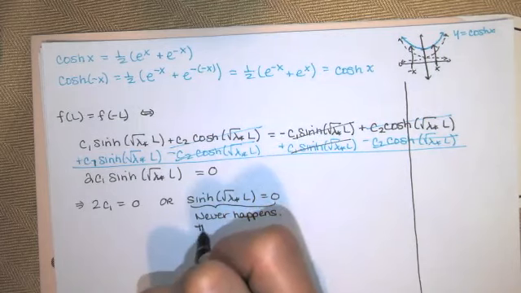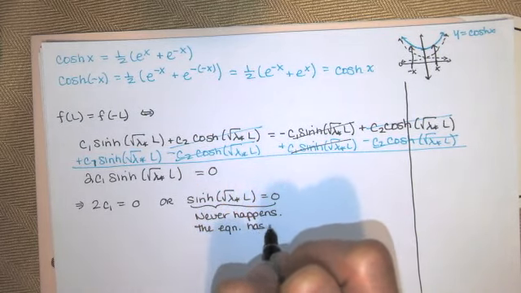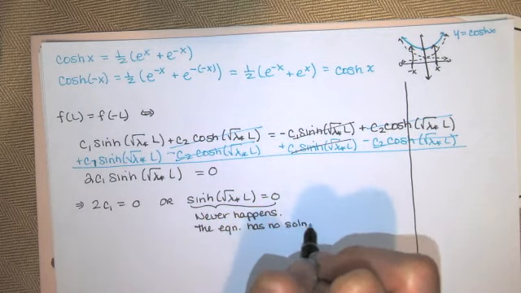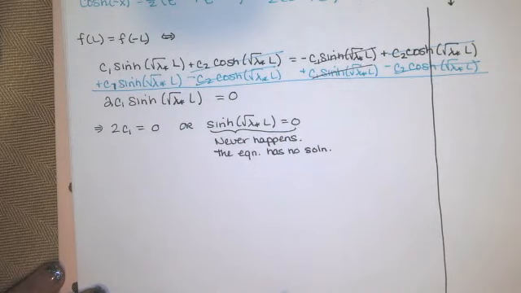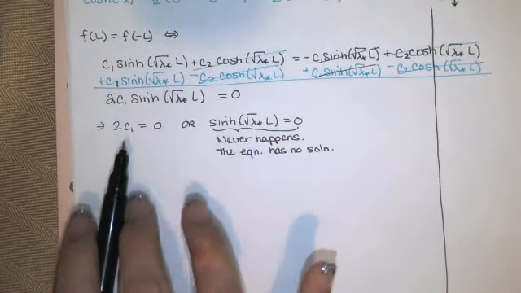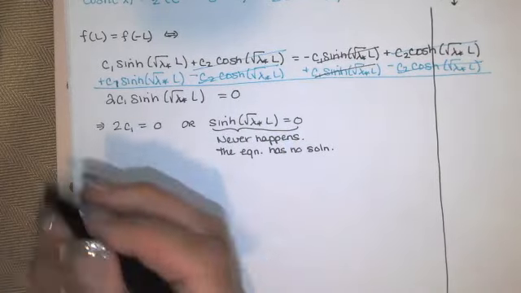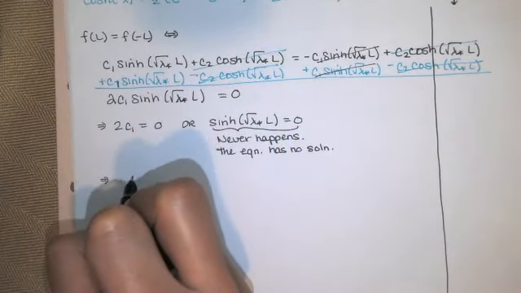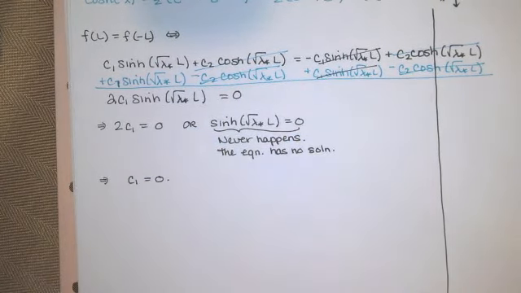So the equation has no solution. This particular equation has no solution. And that means our little or statement here doesn't actually give us nearly as much freedom as we might initially think. It says this is true or this is true, and this is never true. So basically it's saying this has to be true. So 2C1 must be 0, so C1 must be 0. Okay, we now know that C1 equals 0.